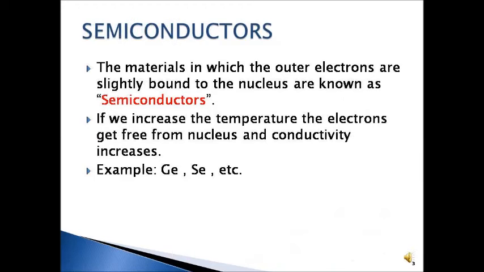Semiconductors. The materials in which the outer electrons are slightly bound to the nucleus are known as semiconductors. Effect of temperature on semiconductors: if we increase the temperature, the electrons get free from the nucleus and conductivity increases. Example, germanium, silicon, etc.